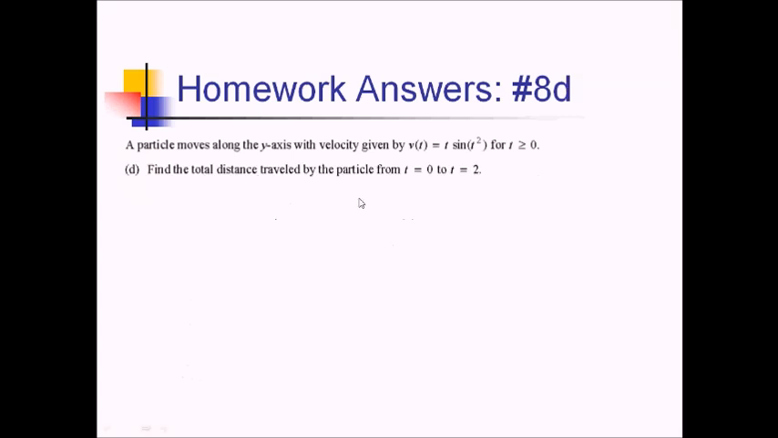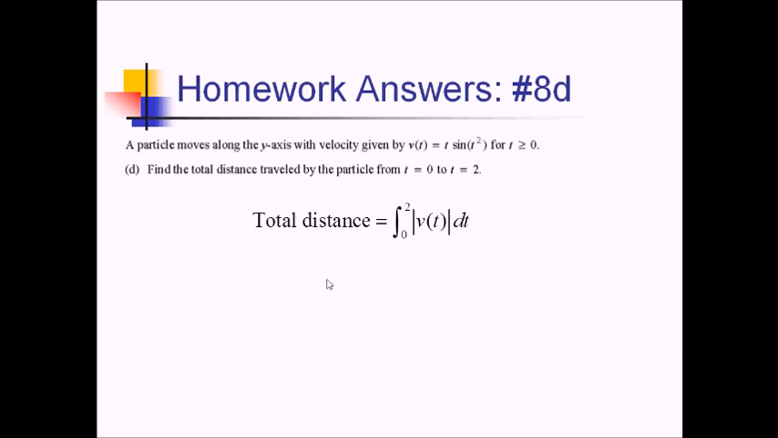For this part of the problem, we just want the total distance traveled by our particle from time 0 to 2. So I'm just going to take the absolute value of my velocity function, which I can just write as v of t, and integrate that from 0 to 2. And absolute value is going to be inside the integrand here.